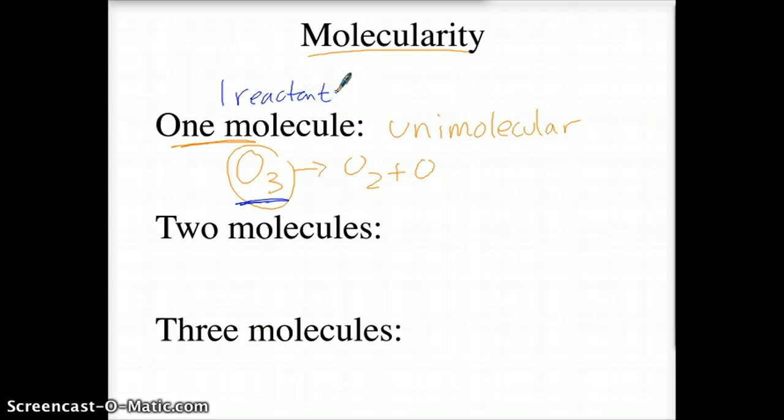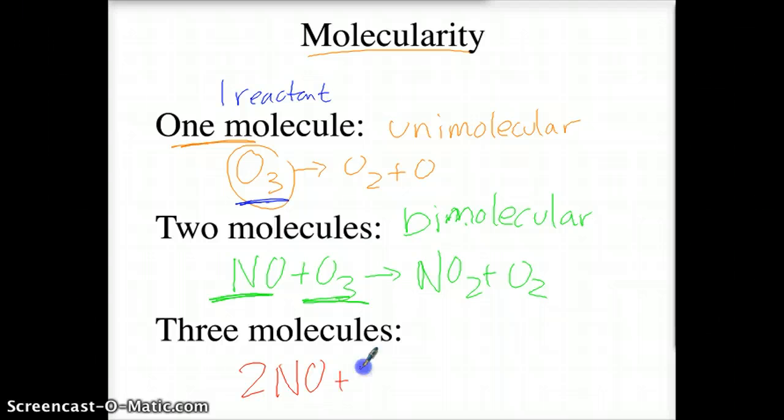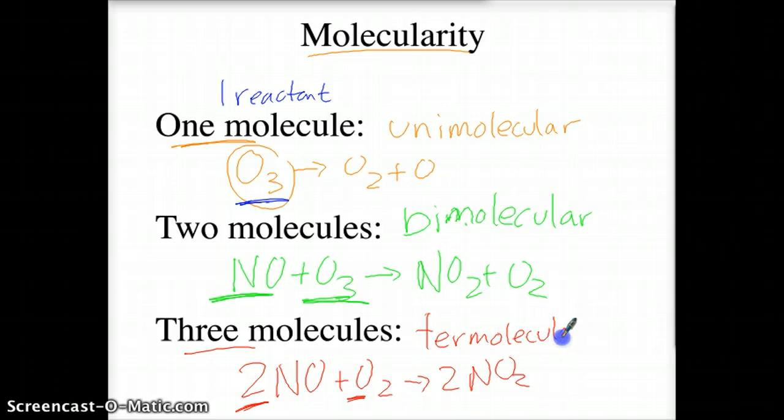That makes sense. What if we have two molecules reacting? If you have NO plus O3 forming NO2 plus O2, I now have one molecule here, one molecule here. So this is called a bimolecular reaction. And last but not least, if I had a reaction like 2NO plus O2 producing 2NO2, two molecules plus one, three molecules are involved. This is called a termolecular reaction.